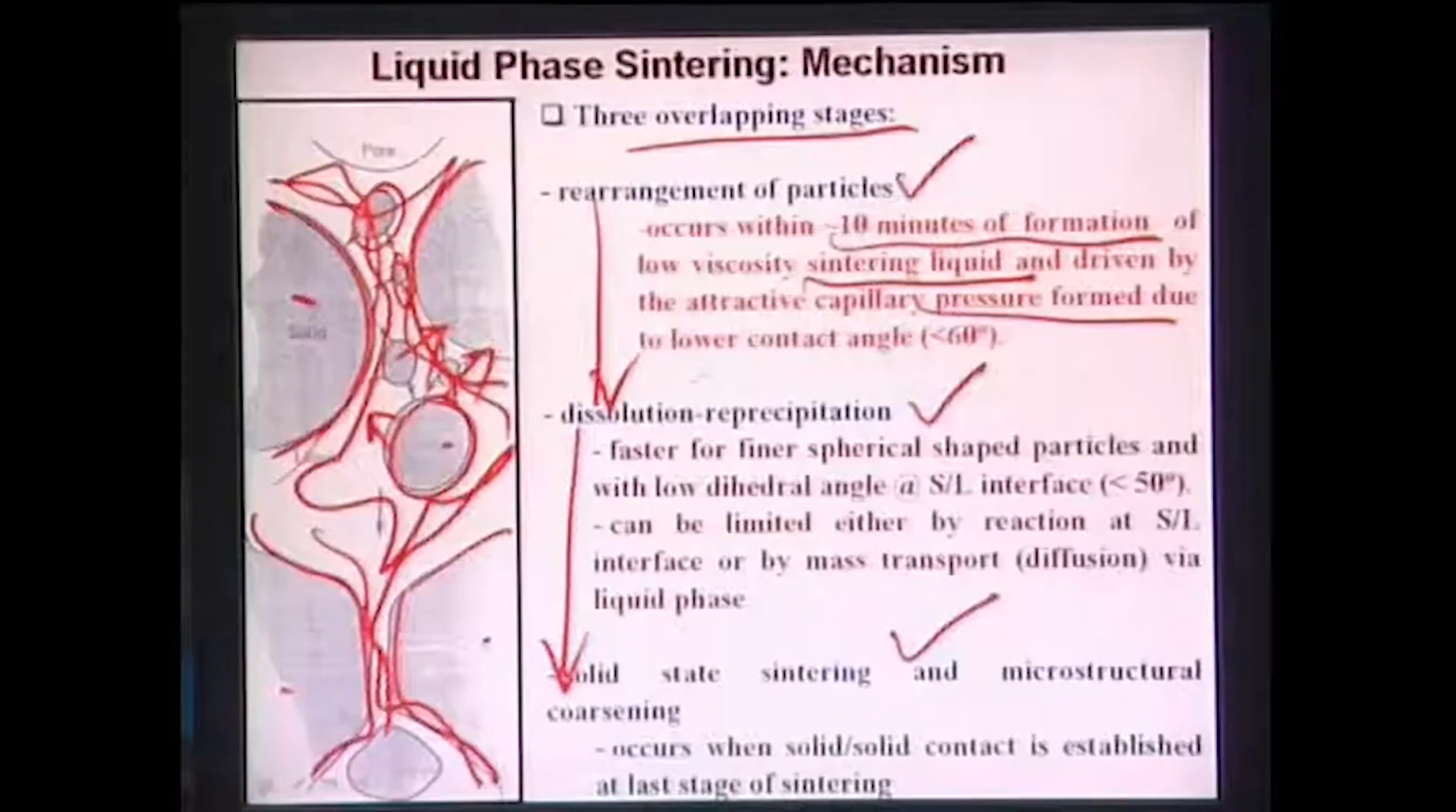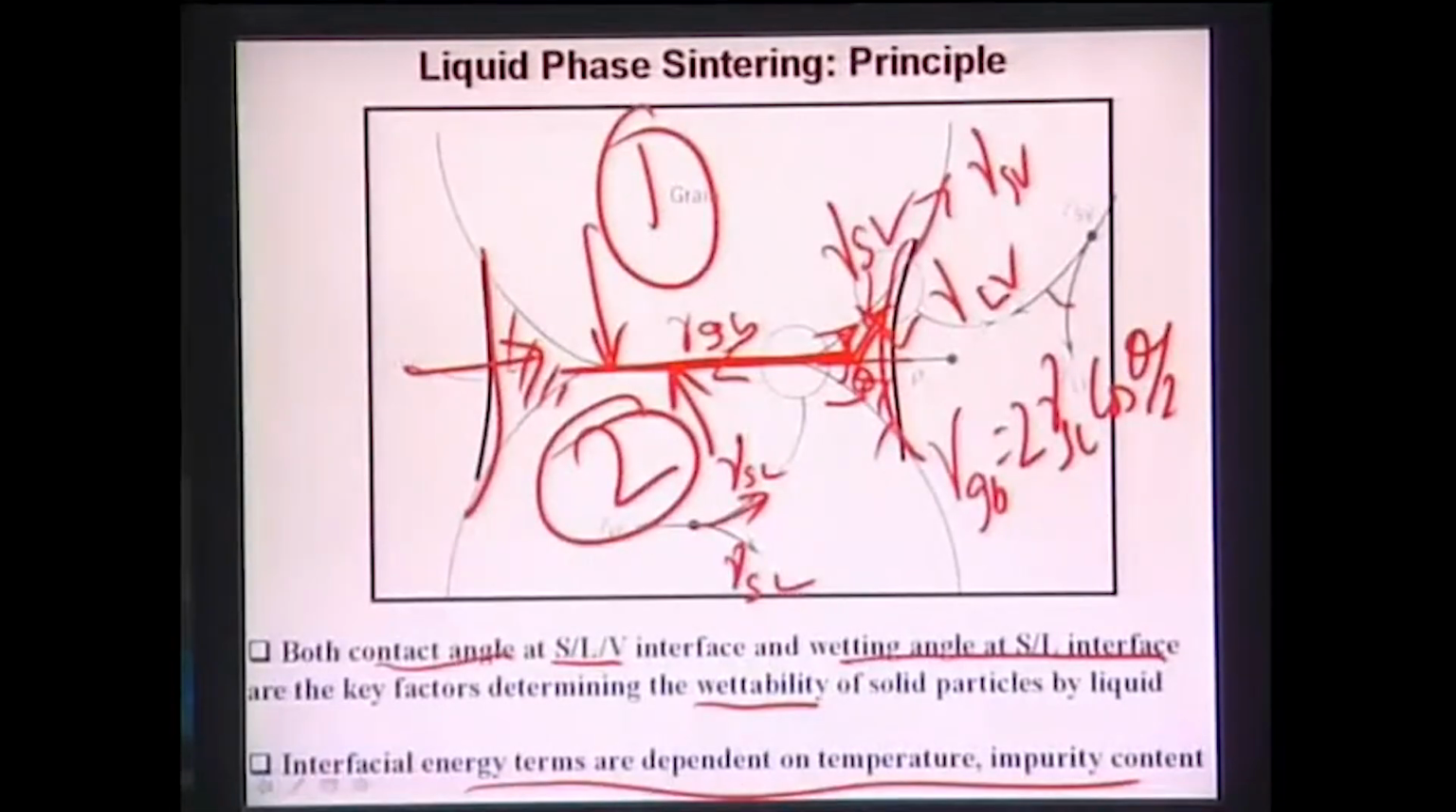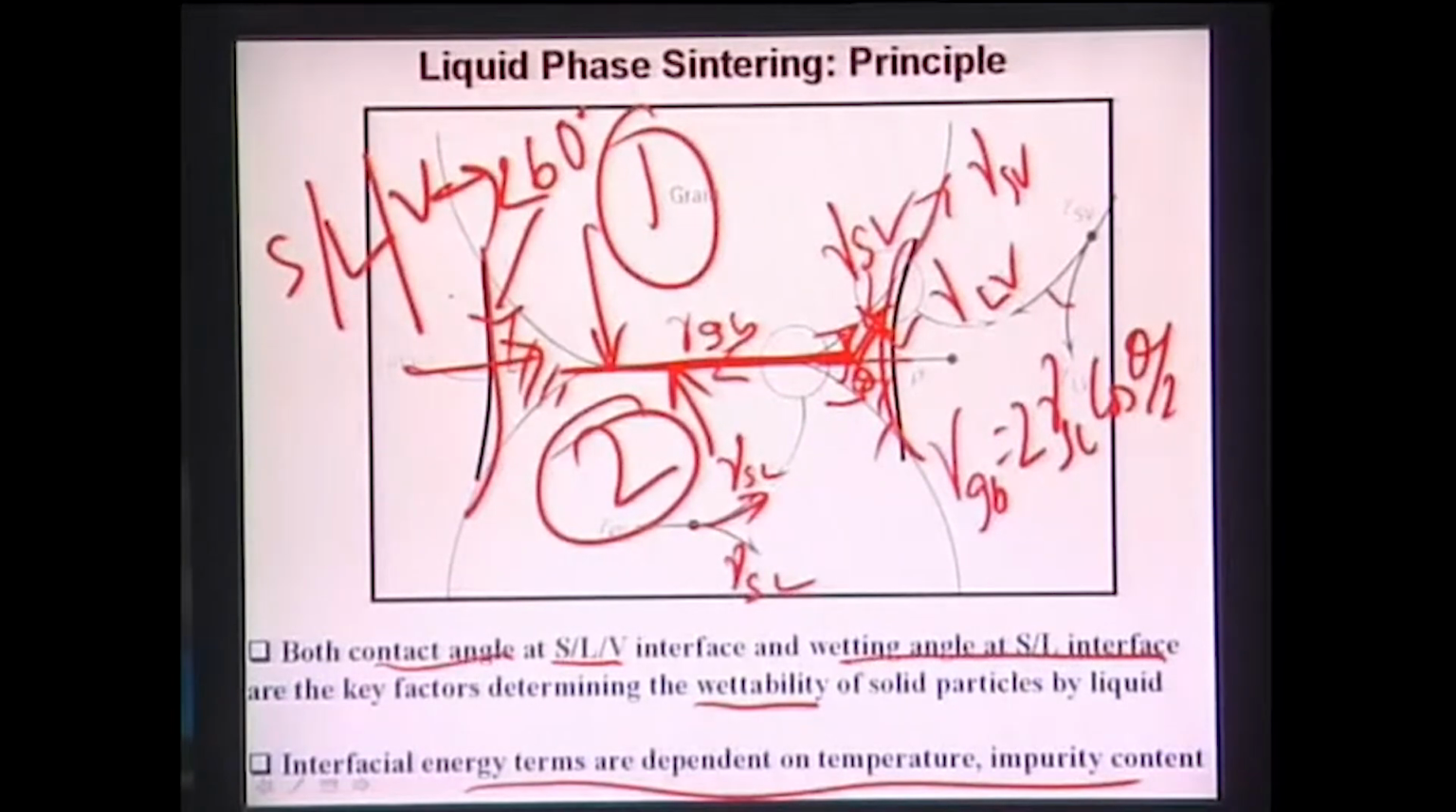Now that is driven by the attractive capillary pressure formed due to the lower contact angle, that is less than 60 degree. This lower contact angle means we are talking about this angle or this angle which is less than 60 degree. So there is some requirement of the geometric angle, and this geometric angle, that takes place between solid, liquid, vapor, is less than 60 degree.